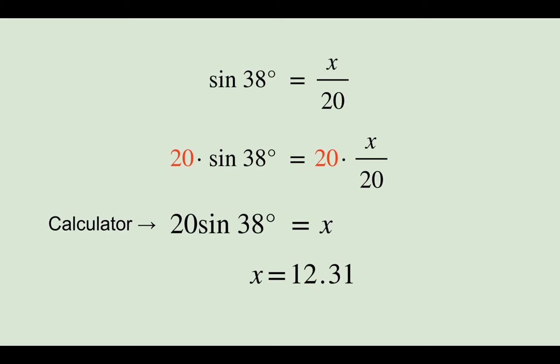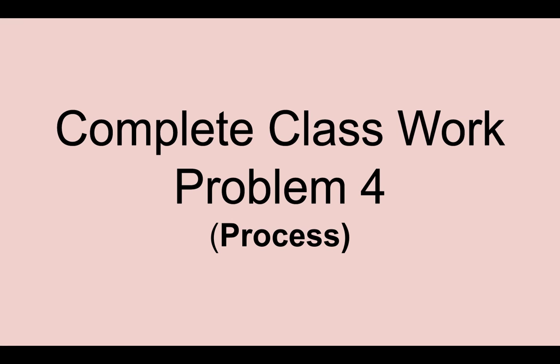It'll be fine. So what does this mean? It means our triangle, if I have 38 degrees and it's a right triangle, opposite would be 12.31 and hypotenuse would be 20. These two lengths will produce an angle of 38 degrees in this right triangle. Okay, so that's pretty much it. So you want to complete class problem number 4, and then at the end of that, there's a process. So write down your process.